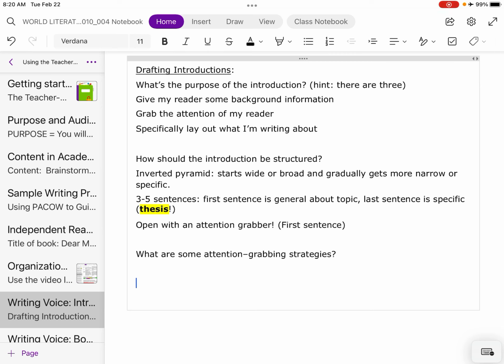Okay, so the first type of attention grabber is a rhetorical question. A rhetorical question by definition is when you ask a question that you don't expect an answer to. It's not meant to be answered. The purpose of a rhetorical question is to make whomever's listening to it or reading it think about what the answer would be for them.